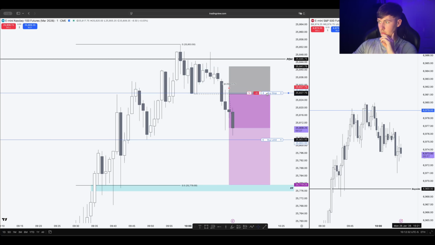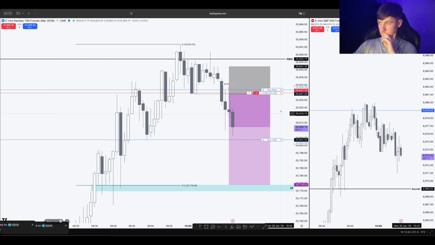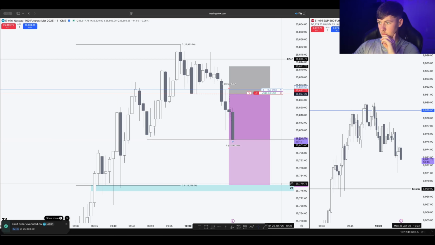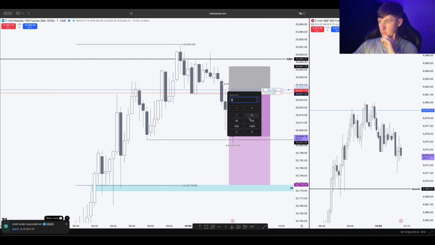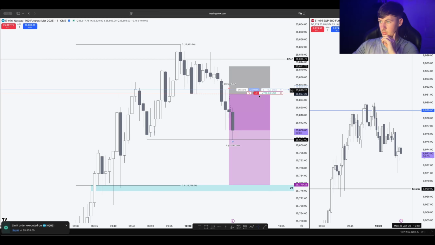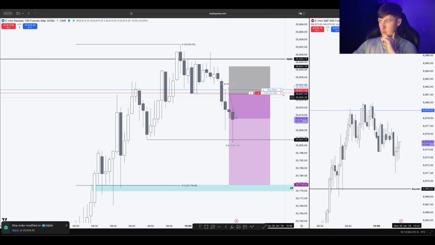Okay, I'm going to go break even now on this. Risk has been reduced. TP1 smashed, beautiful. So I like to see TP1 hit. Break even on this now. Full TP will be at 779.25.